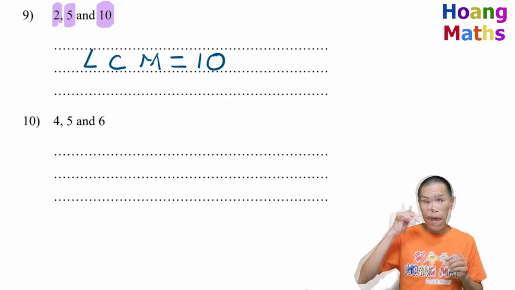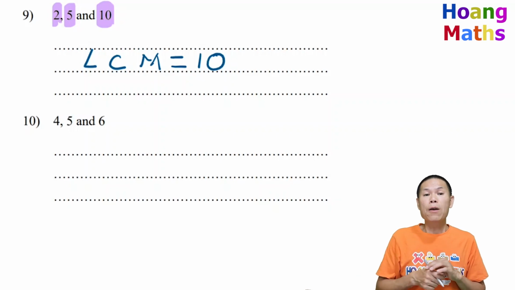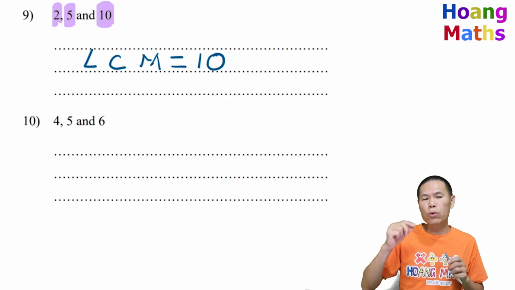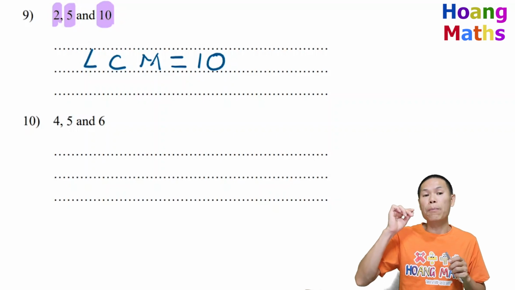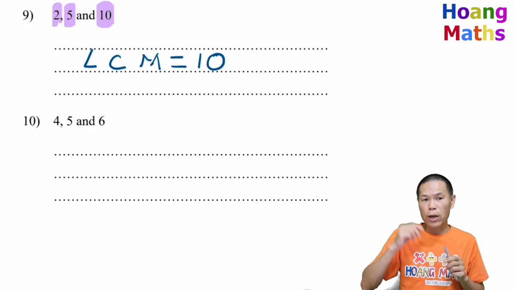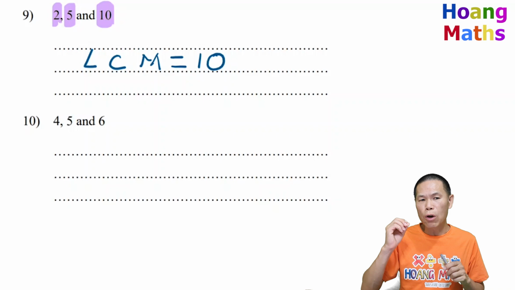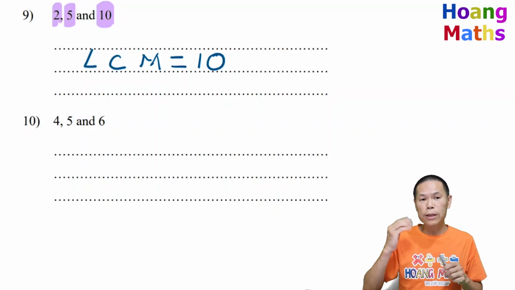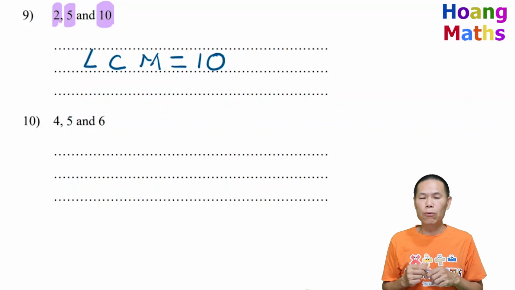Now, for 4, 5, and 6, we need to list the largest one and take note, because any number that is a multiple of 5 must end with either 5 or 0. So now we just need to work out the multiples of 6 that end with either 5 or 0. But we know that ending with 5 is not a multiple of 4 because 4 is even. So it has to end with 0, right?